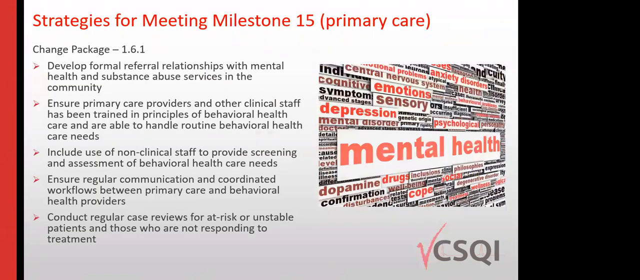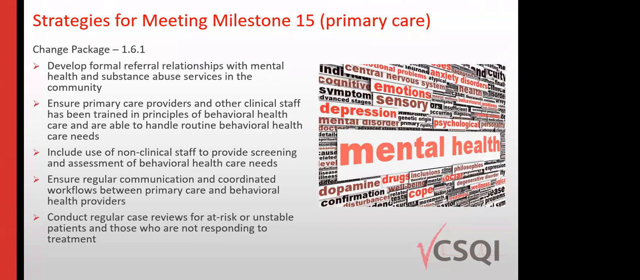Several strategies here. Some will sound familiar to previous milestones we addressed that speak to knowing your medical neighborhood. Here you want to know you've got a formal referral relationship with mental health and perhaps substance abuse services in your community. Want to ensure that your primary care providers and other clinical staff have been trained at least in principles of behavioral health care and can handle routine needs.